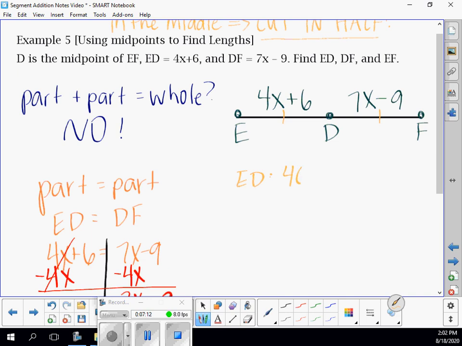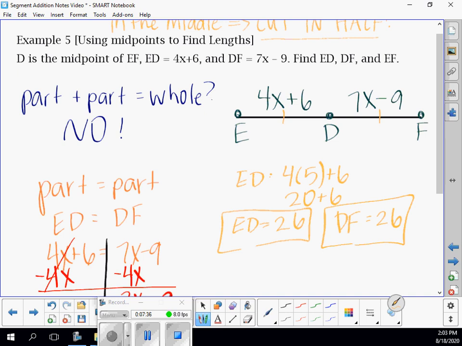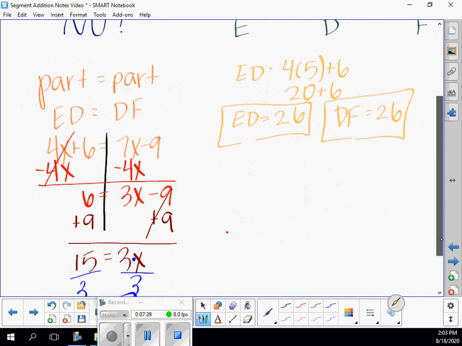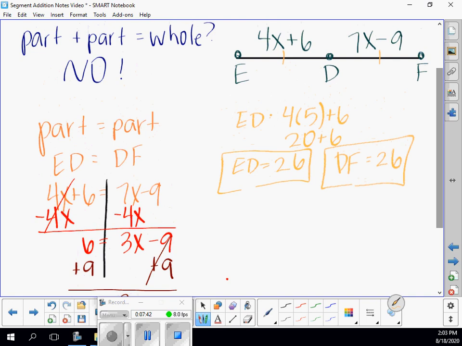I'm plugging 5 in for x. 4 plus 5 is 20. 20 plus 6 is 26. Now, if ED is equal to DF, we don't need to do the math to find it. They're equal. So DF has to be equal to 26. And if ED and DF make up the whole segment, to find the final segment, so to find EF, you would just add those two together. So EF is 52.